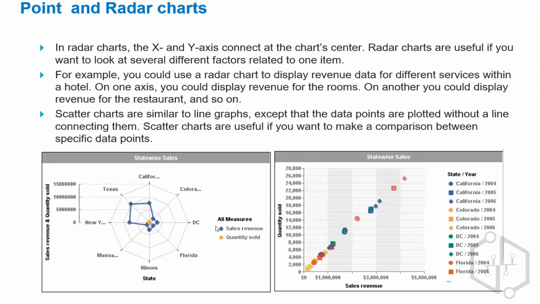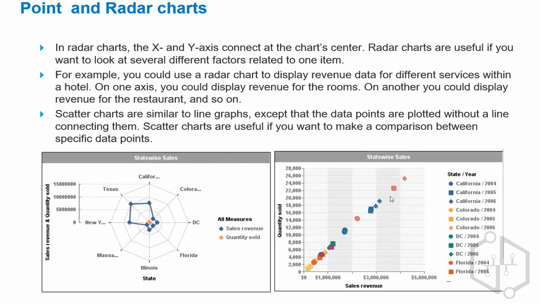Point and radar charts are very special purpose charts. In radar charts, the X and Y axes connect at the chart center. Radar charts are useful if you want to look at several different factors related to one item. For example, we could use a radar chart to display revenue data for different services within a hotel. On one axis, we could display revenue for the rooms. On another, we could display revenue for the restaurant, and so on.